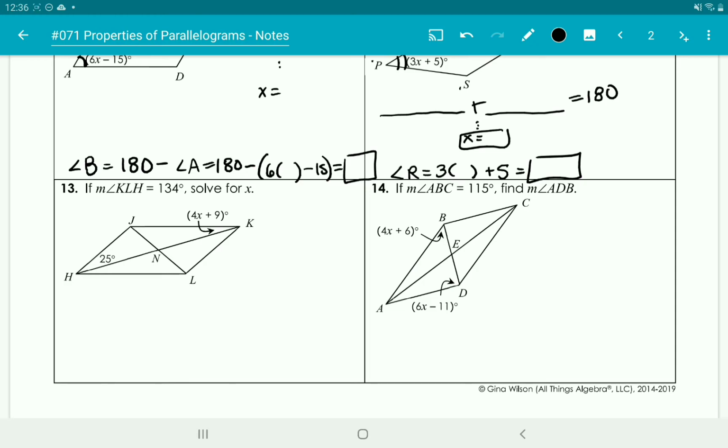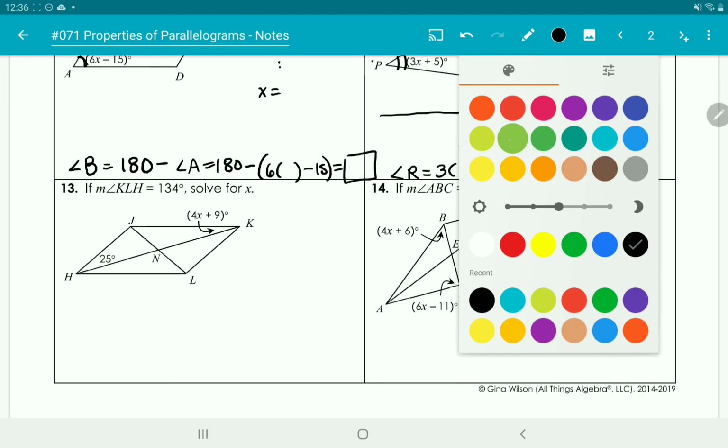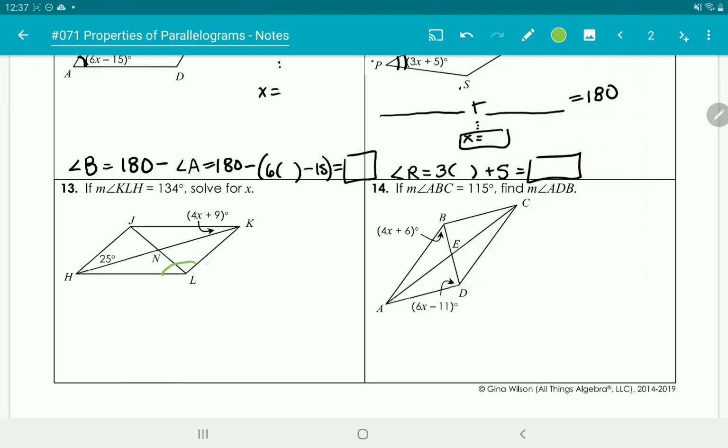Okay, so KLH, so this entire thing here, I'm actually going to do this color-coded because, again, it makes it a lot easier. KLH, the whole thing, is 134 degrees. That's all it tells us. We're going to solve for x. So this one over here, the whole thing's going to be 180 minus this 134 degrees. So 180 minus 134 is going to give us 46 degrees.